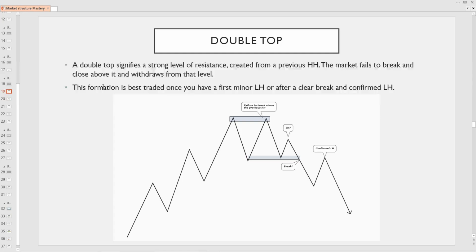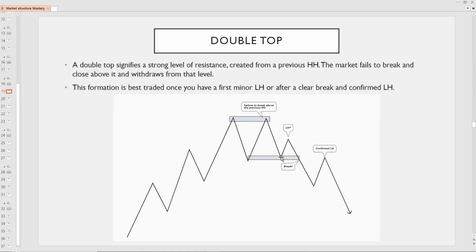And this formation is best traded once you have a first minor lower high or after a clear break and confirmed lower high. So what do I mean? Again, we see that we have a beautiful uptrend right there. The market makes higher highs and higher lows. We have a higher high right there. The market pulls back. Can we take long from right there? Absolutely yes. We are taking longs there. But then the market fails to break above the previous high, and this again signifies resistance.